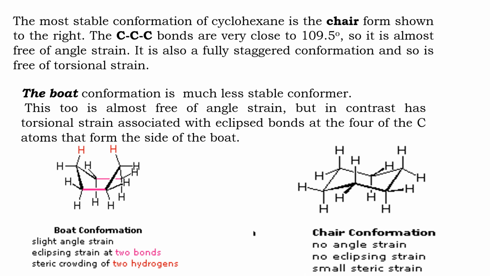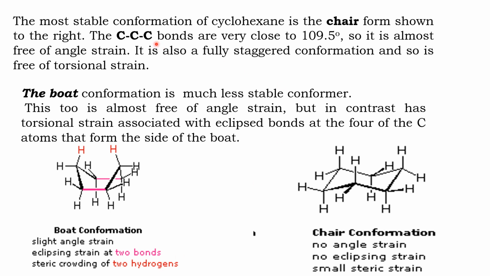See here, in the case of the boat conformation, it has angle strain. The eclipsing strain is also there. Steric crowding is also there, see here, the steric crowding between the extreme carbons. But these strains are not there in the chair conformation. In the chair conformation, we could say there is no angle strain, no eclipsing strain, and very small steric strain. While for the boat conformation, all these strains are there.